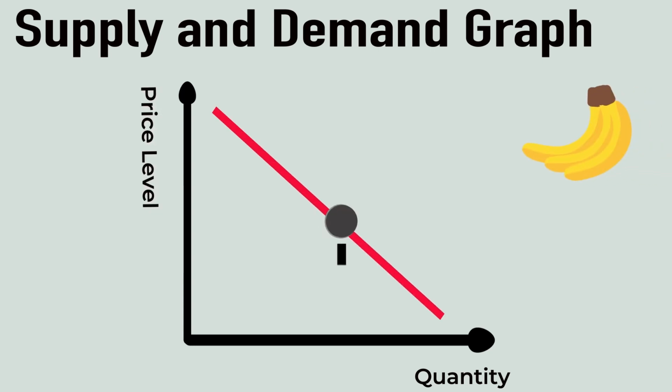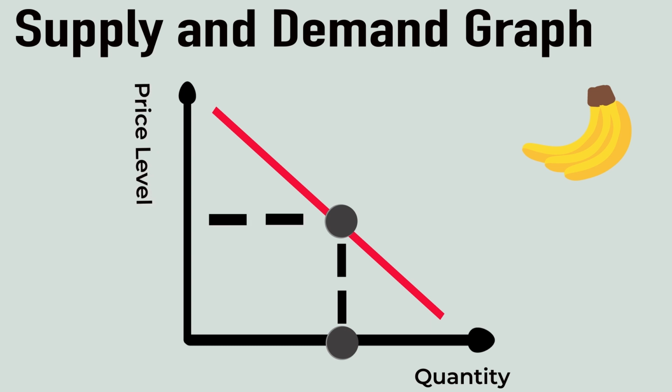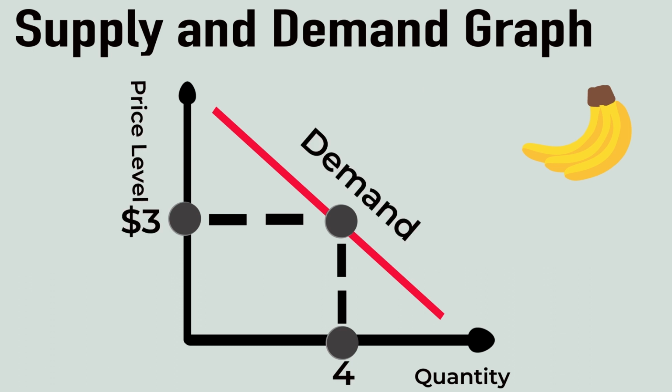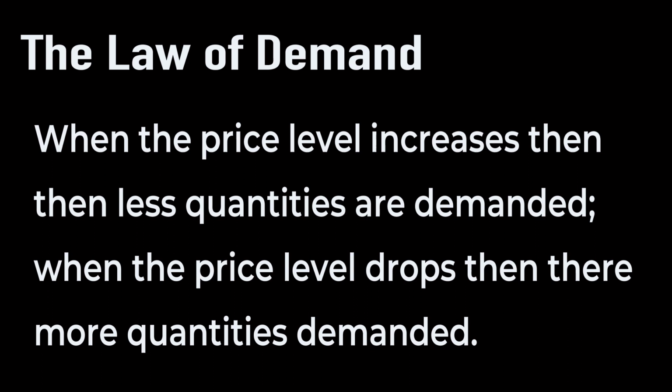On this graph, plotting a simple demand curve for, let's say, bananas, we can see that the points show us in conjunction with the x-axis that a specific quantity is demanded. And from that point, we can see at what price level that quantity is demanded. So in this case, we can see that consumers demand 4 bananas at a price level of $3. The line represents the overall demand in the market for bananas. This is the law of demand. When the price level increases, then there are fewer quantities demanded of that specific product. But when the price level drops, the quantity demanded increases.